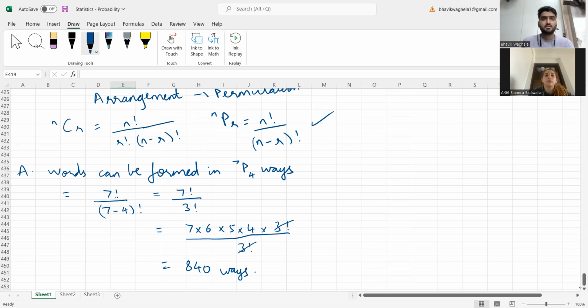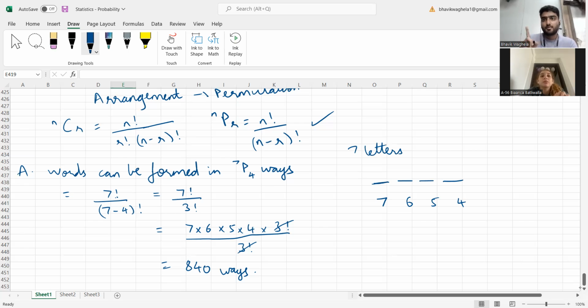There is another way also. You have 7 letters and you want to form a 4-letter word. So out of these 7 letters, you have to select letters without repetition. If you want to fill the first letter, you have 7 options. Now, if you want to fill the second letter, you have 6 options left. Then you have 5 options. And then you have 4 options.